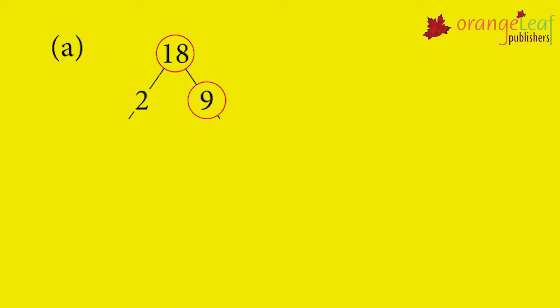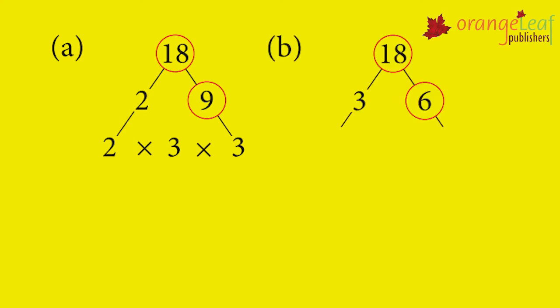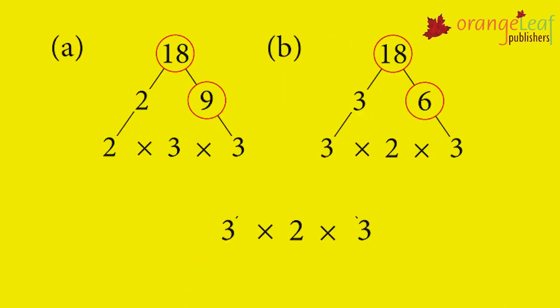A. 18 has 2 factors, 9 and 2. 9 can further have 2 factors, that is 3 and 3. So 2 into 3 into 3. Another 18 has 2 factors, 3 and 6. 6 further has two more factors, that is 2 into 3. So 3 into 2 into 3. The last row in both the factor trees has the three numbers 3, 2 and 3.